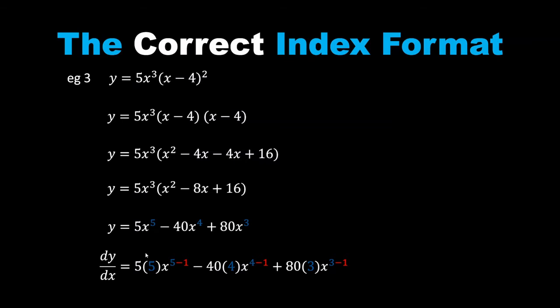So dy/dx becomes 5 times 5, and then I subtract 1 from the 5. Negative 40 times 4, and then I subtract 1 from the 4. And 80 times 3, and I subtract 1 from the 3. Giving me 25x to the power of 4 minus 160x to the power of 3 plus 240x to the power of 2. Now, hopefully, once we've got our equation in the correct index format, differentiation is getting pretty straightforward. Multiply the power out front, and then subtract 1 from the power. But let's have a look now at why we differentiate.